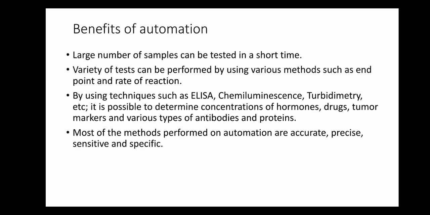Then the benefits of automation: a large number of samples can be tested in a short time. Then a variety of tests can be done. I told you, whether it is endpoint or kinetic, anything can be done. And many techniques are being used, like ELISA, chemiluminescence, turbidimetry. All these techniques and principles are applied in automation. And we can determine hormones, drug concentration, tumor markers, and various antibody concentrations can be analyzed. Okay, and moreover, the results we get from the methods performed in automation are accurate, precise, sensitive and specific.